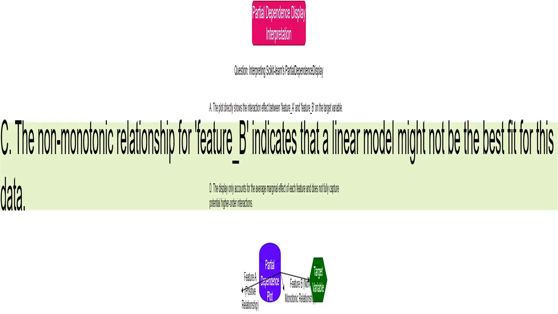This is also true. A non-monotonic relationship, a relationship that's not simply increasing or decreasing, indicates that a linear model, which assumes a straight line relationship, would poorly capture the relationship between feature_B and the target variable. A more complex model would be needed.